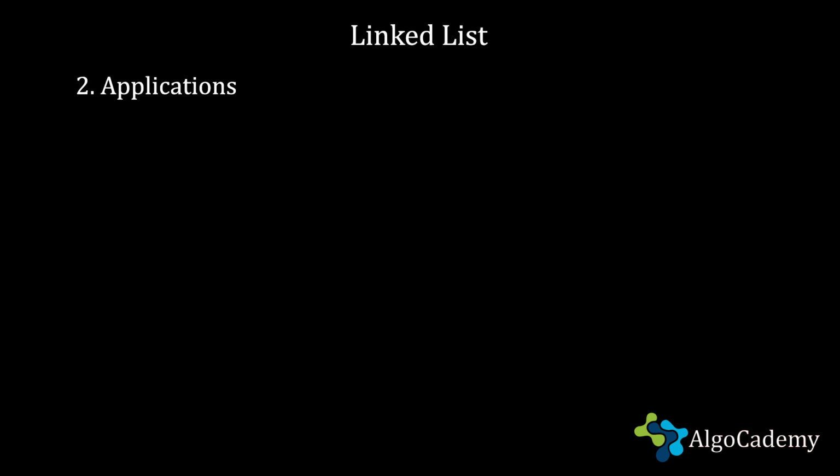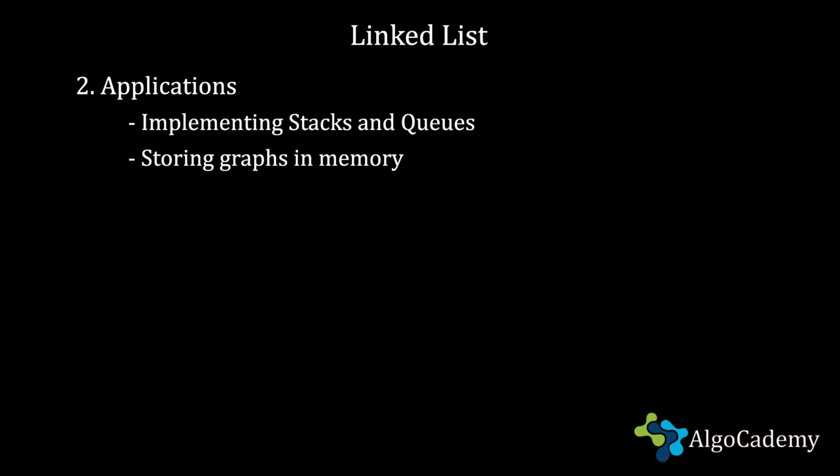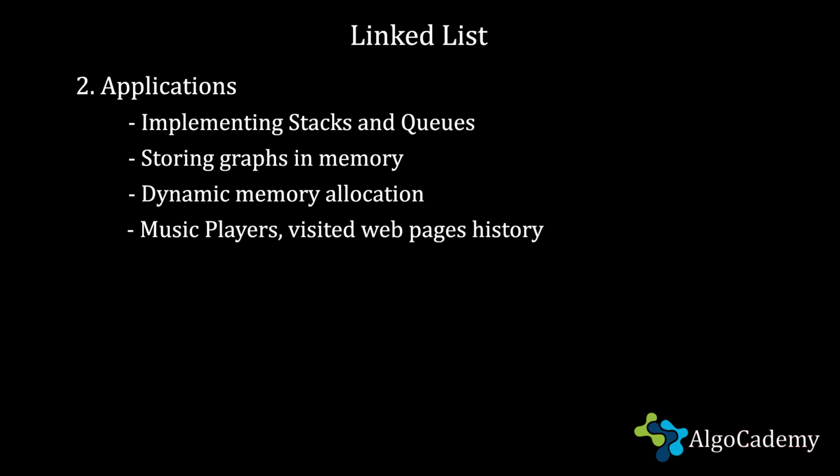Some real-life applications are implementing stacks and queues, storing graphs in memory, dynamic memory allocation, or for example, music players and visited web pages history if you want to go next and previous and stuff like that. So yeah, as you can see, the linked list is most often used in order to build more powerful things like stacks, queues, doubly linked list, graphs, but we have a lot of coding questions which involve linked list.